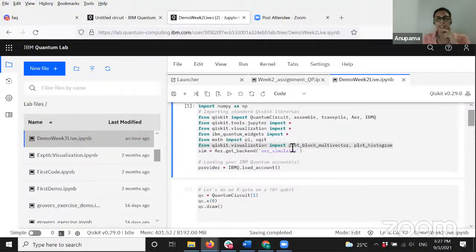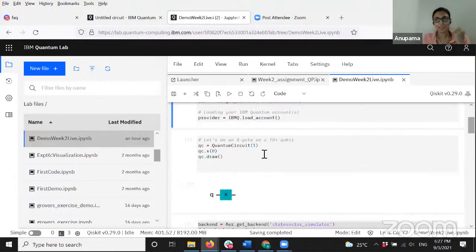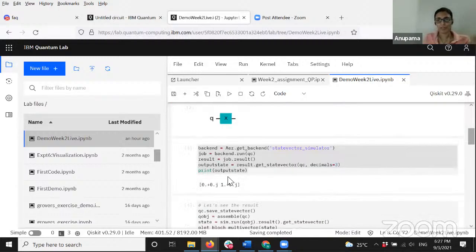Again, in another case, people were pointing to the problem that execute was not there. So all you need to do is go to from Qiskit import execute, and you'll get that as well. Now I'm just creating a little circuit in here, which is for a single qubit. I have a single qubit and I'm applying an X gate here. I just drew the circuit in order to show you. And this is how you run it on a state vector simulator.